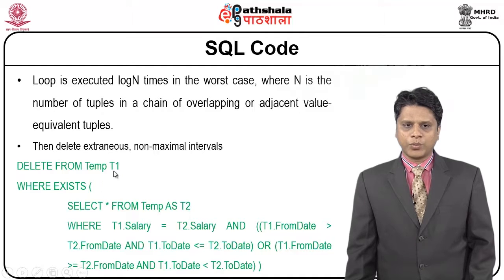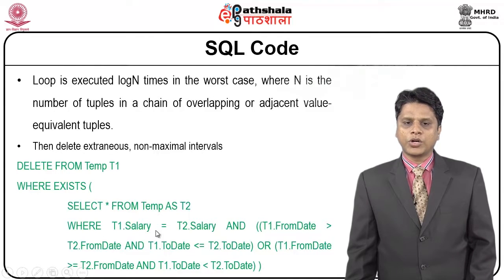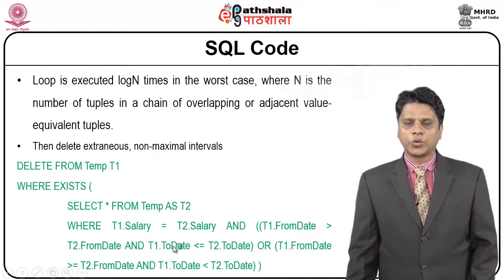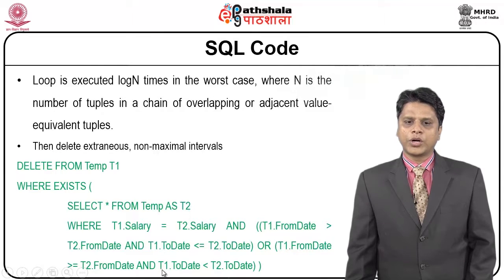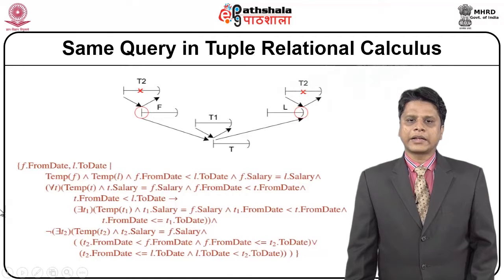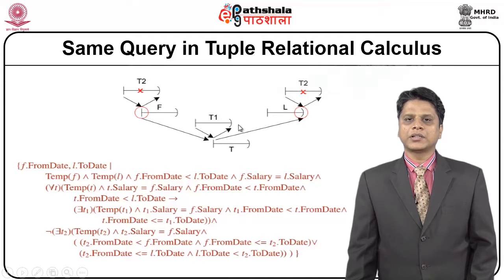Delete from temp T1 where exists (select * from temp as T2 where T1.salary is equal to T2.salary, and T1.from_date should be greater than T2.from_date, and T1.to_date should be less than or equal to T2.to_date, or T1.from_date should be greater than or equal to T2.from_date, and T1.to_date should be less than T2.to_date). This is the relational calculus that is associated with the same query that we have presented in SQL.